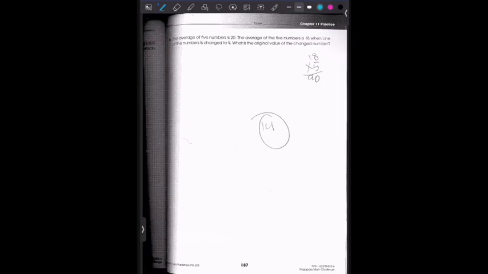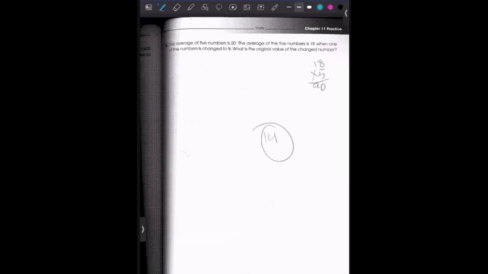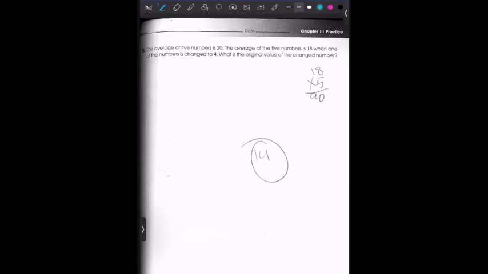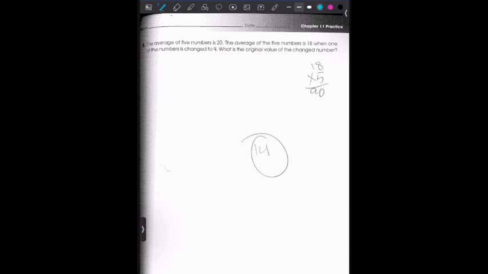So the average of 5 numbers is 20, and the average of the 5 numbers is 18 when one of the numbers is changed to 4. What is the original value of the changed number? So again, I want you guys to try this problem on your own. So I'll give you guys about 2 minutes and then go over the solution.